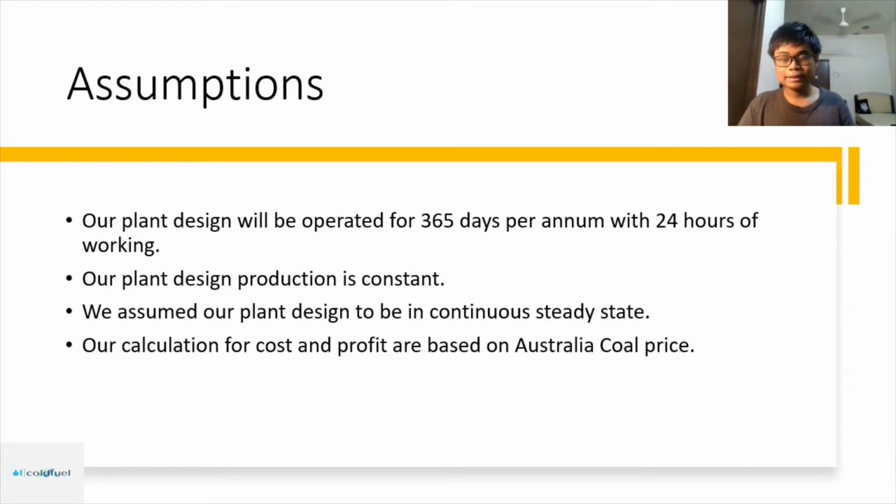There are 4 assumptions that we made while doing this design process. The first one is our plant design will be operated for 365 days per annum with 24 hours of working. The second assumption is our plant design production is constant. We assume our plant design to be in continuous steady state. And the last one is our calculation for cost and profit are based on Australia coal price.